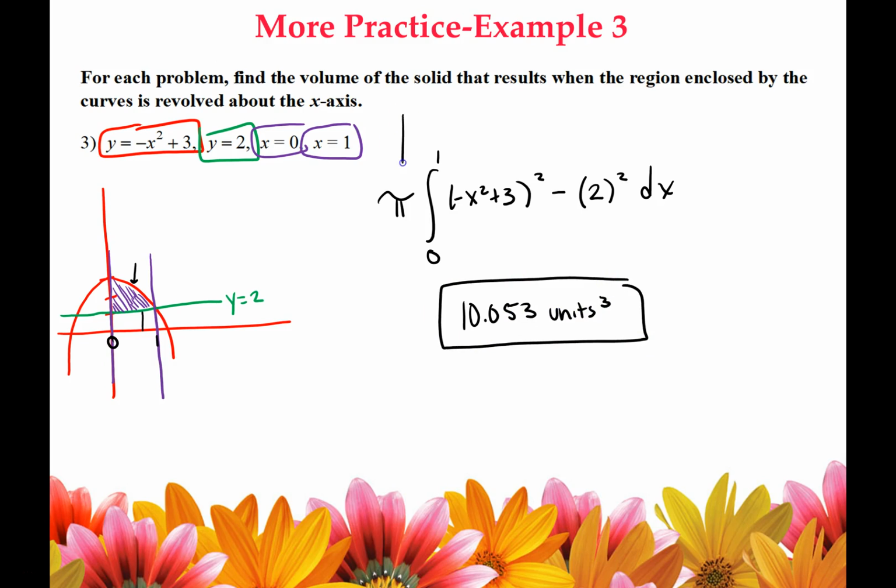So as a reminder, we always put our pi, we take our bigger radius, we square it, minus our smaller radius, we square it. And the reason we do so is because we're trying to subtract that inner part of our washer.